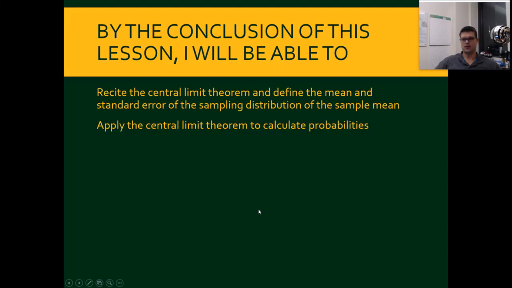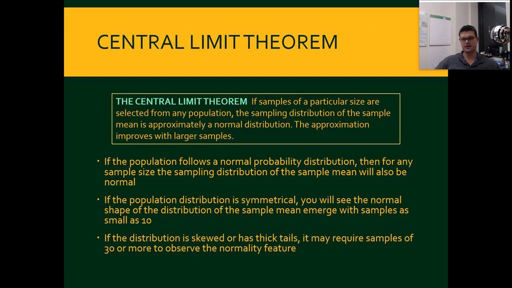Okay, so this is the third lecture on Chapter 8. In this lecture, we're going to be going over the central limit theorem. In the central limit theorem, if samples of a particular size are selected from any population, the sampling distribution of the sample mean is approximately a normal distribution.